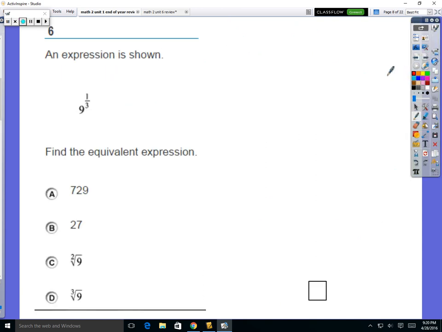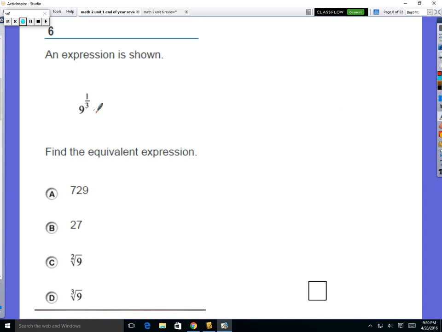Number 6. Which one is equivalent to 9 to the 1 3rd? 9 to the 1 3rd is 9 to the 1 and 3. So we're going to go D.